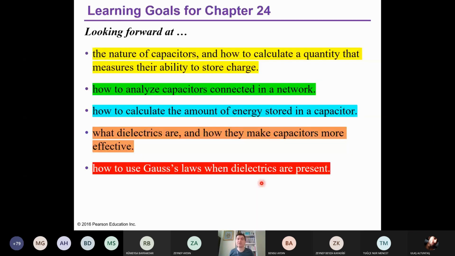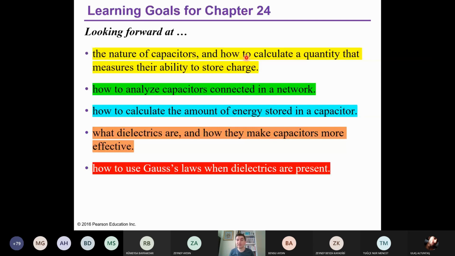First of all, we will discuss the nature of a capacitor, what a capacitor is, and how to calculate the capacitance of capacitors. In addition to that, we will learn how to calculate a quantity that measures their ability to store charge. Capacitors store charge. During the first lecture, we have learned charge, okay? And within the capacitors, we can store charge. So we will learn this one.